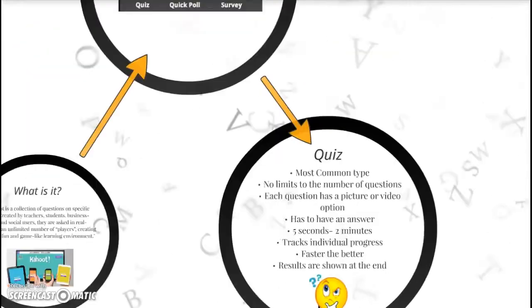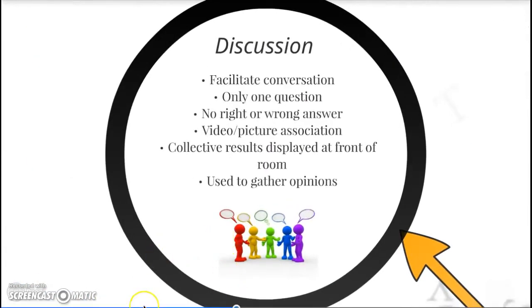Next, we have our discussion. Now, the discussion is intended to facilitate conversation. It's different from the quiz because there's only one question being asked, and there's no right or wrong answer. Like the quiz, you're able to add a video or picture description to it. Also, at the end, there are collective results displayed at the front of the room. This is intended to facilitate conversation between you and your students and to gather their opinions on the specific topic that you are asking them about.